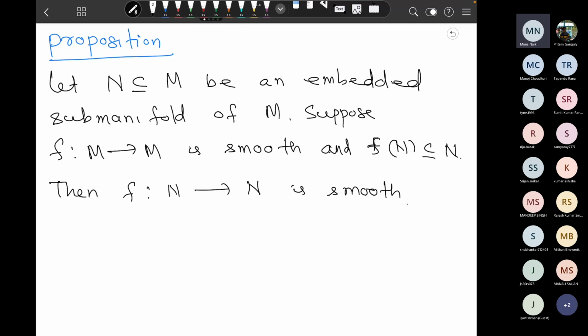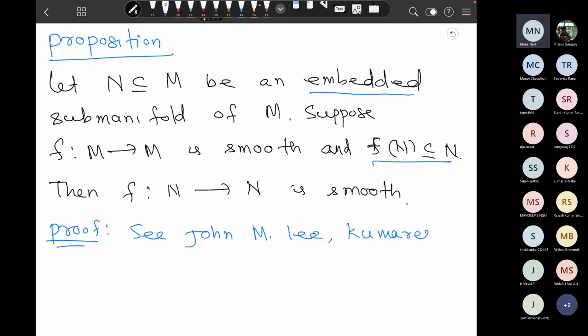So it says that if N is an embedded submanifold of M, then under this condition f(N) subset of N, the restriction of f from N to N is smooth. This is only true for embedded submanifolds. Okay? This is not true for immersed submanifolds. So for the proof, you can see John M. Lee or Kumaresan. So this is a sort of standard result.